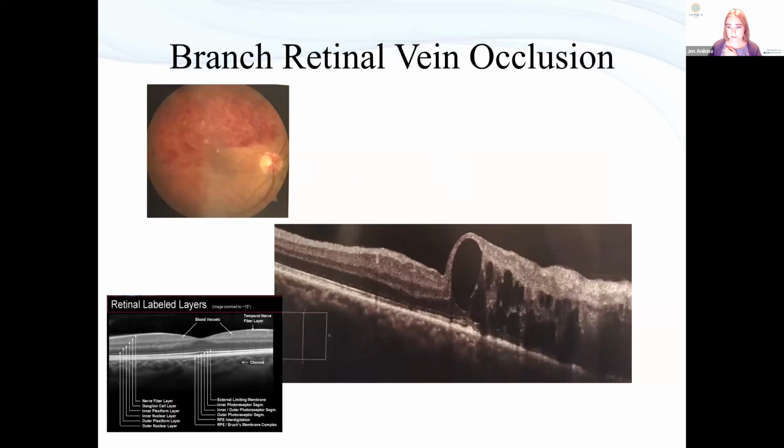Branch retinal vein occlusion, same picture. Look at this really grotty photoreceptor layer there, and this chronic edema with these large cysts that have developed. Again, similar story. Ozurdex, the steroid implant, sometimes works well for these as well. How much vision comes back? It's a little bit hit and miss.